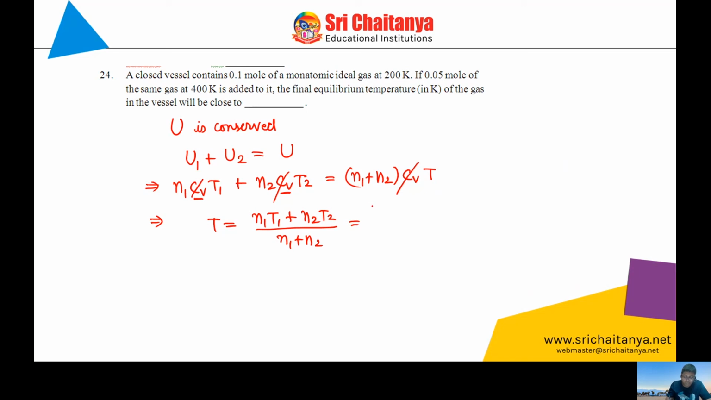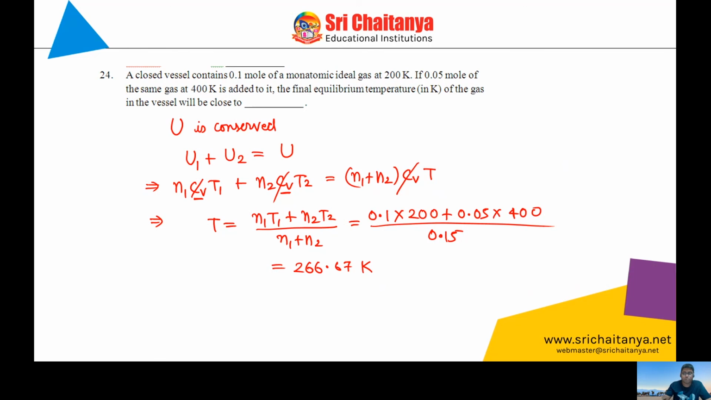N1 has been given to us as 0.1 into T1, that is 200, plus N2 is 0.05 and T2 is 400, and that divided by N1 plus N2, which is nothing but 0.15, and simplifying you will simply get it as 266.67 Kelvin. So that is 24th question.